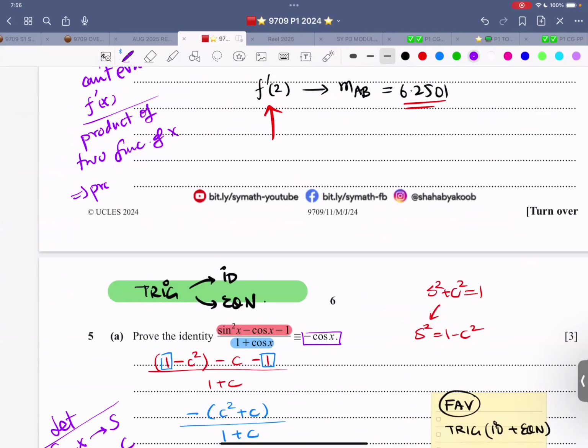So we cannot evaluate the differentiation, because the product rule, and for that matter, the quotient rule of differentiation is not part of the syllabus. This is not in P1. This is in P3. So yes, it's in P3, but it's not in P1. So that is why this cannot be done.